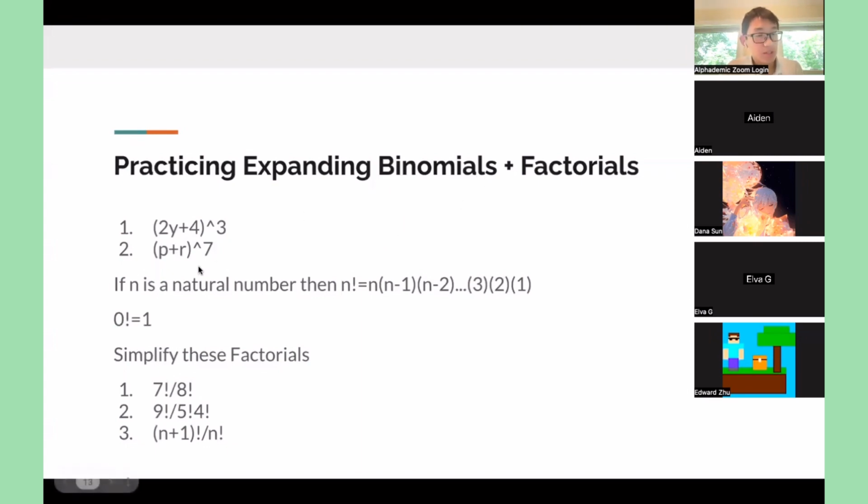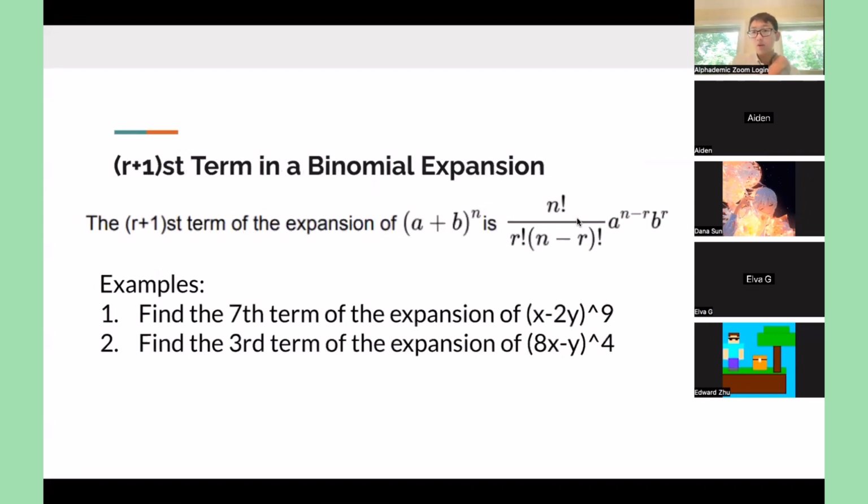When you're expanding binomials, it is always good to reference Pascal's triangle. It's a very good tool, so you don't have to actually multiply p plus r 7 times. Next, we're going to quickly talk about the r plus first term in a binomial expansion. So this is the equation. The r plus first term of the expansion of a plus b to the nth is n factorial divided by r factorial times n minus r factorial, times a to the n minus r power times b to the r power.